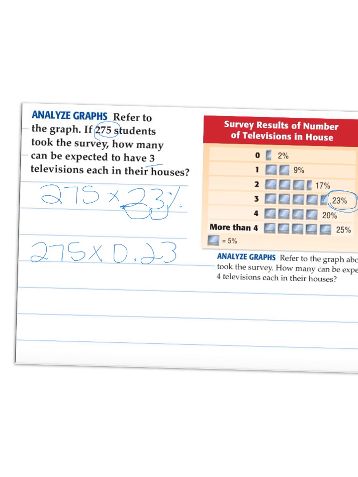Okay. So plug this into your calculator, times 0.23. And we get 63.25. And now since it's talking about people, okay, you wouldn't really have a quarter of a person. So I'm going to say approximately. I'm going to round up on this one because we still want to count that quarter of a person. 64 students. Okay.